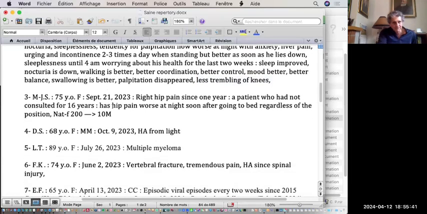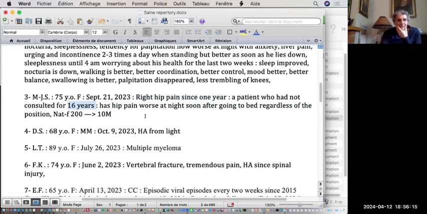The next patient is a 75-year-old woman who in September, she used to be a patient of mine. The last time she consulted, I think, was in 2014, so 9 years before. And now she says, I have a very strong hip pain on the right side. She's a medical doctor and still in practice. And she says it started 16 years before.